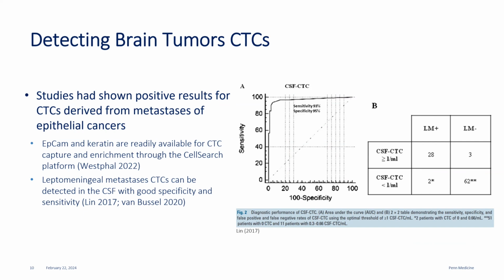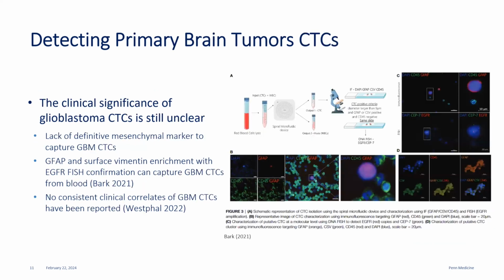In general, studies have shown that CTCs from epithelial leptomeningeal metastasis can be reliably detected from the CSF with good specificity and sensitivity. On the other hand, GBM as a mesenchymal malignancy does not have definitive markers, which makes GBM CTCs difficult to capture and enrich.